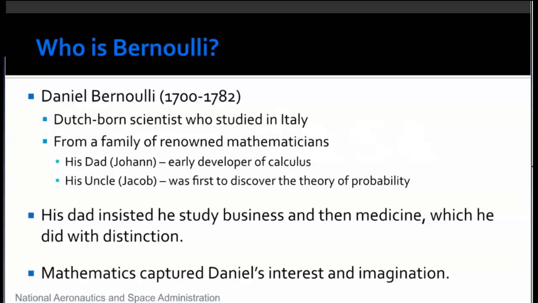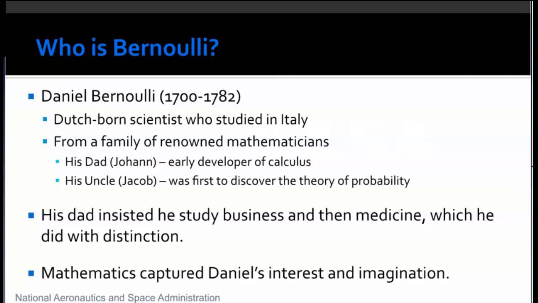So who exactly is Bernoulli? Which, it's kind of a funky little name. Well, he's a Dutch-born scientist, but he studied in Italy. His family are renowned mathematicians. His dad was an earlier developer of calculus, and his uncle Jacob was one of the first to discover the theory of probability.